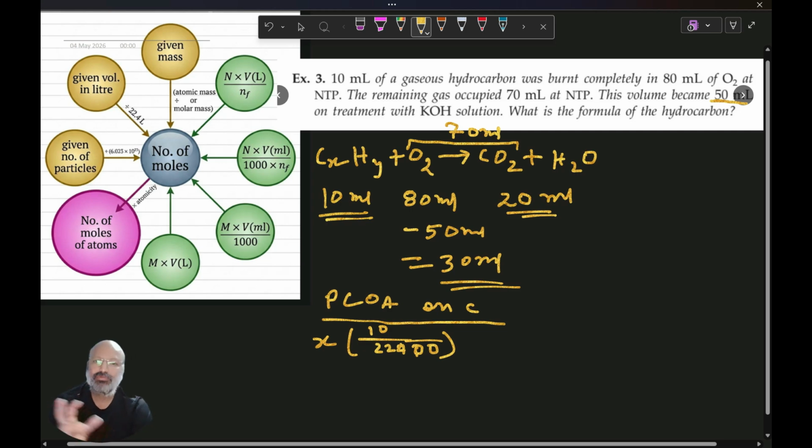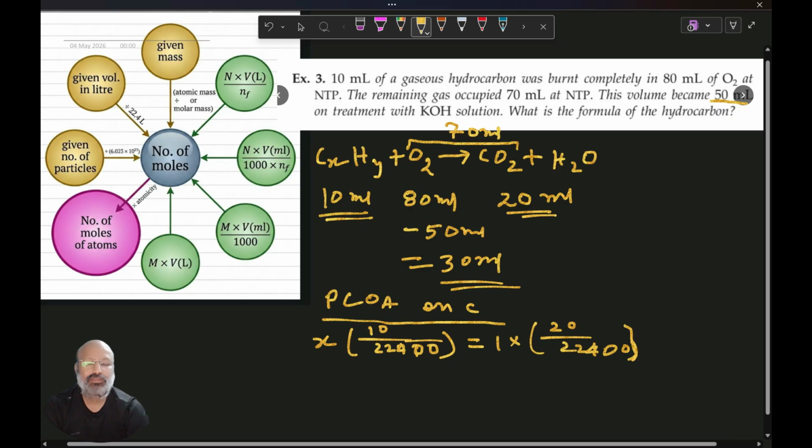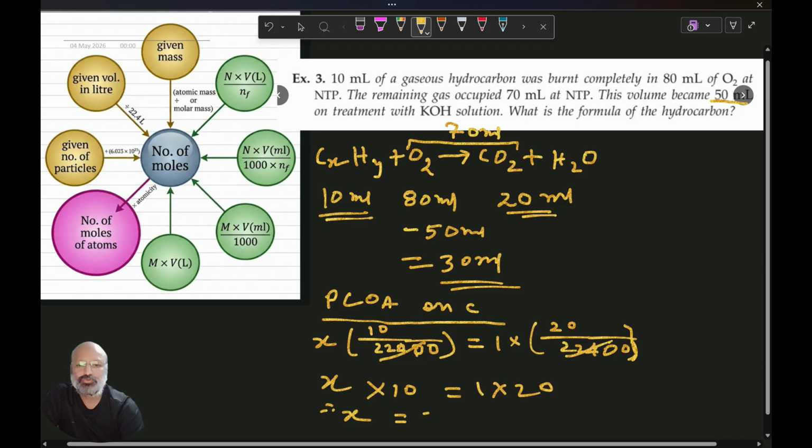So that is the moles of carbon on the left hand side. On the other hand, in CO2, 1 into moles of CO2, that is 20 divided by 22400. Now you can see very carefully that on both sides 22400 comes below, so they cancel out. There is no need for it actually. So we can write x into 10 is equal to 1 into 20. Therefore x is equal to 2. So we understand that x is 2.